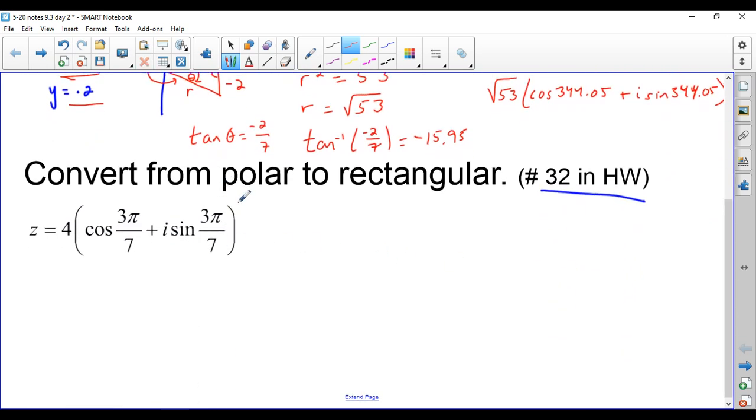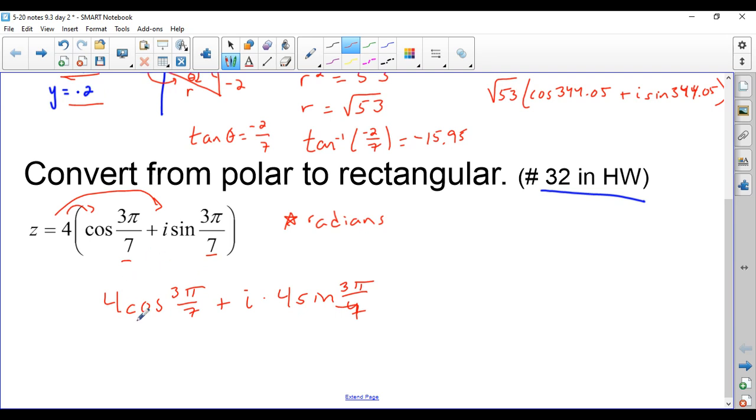This one, we're going to convert from polar to rectangular form, and we have the angles in radians. So you need to put your calculator in the correct mode. Put it into radian mode because the angle's in radians. Now, if I distribute this 4, this says that z is 4 cosine 3 pi over 7 plus i times 4 sine 3 pi over 7.